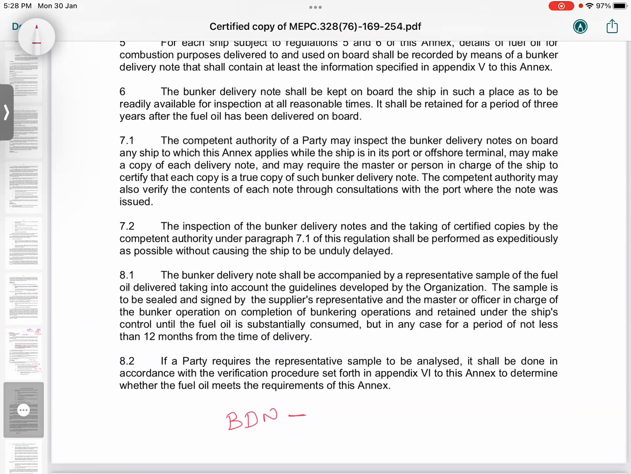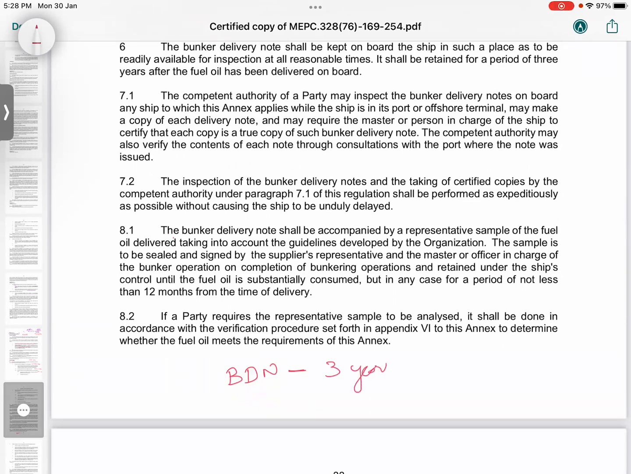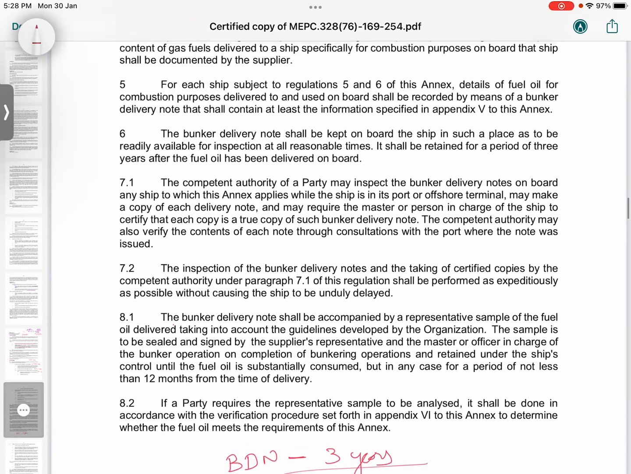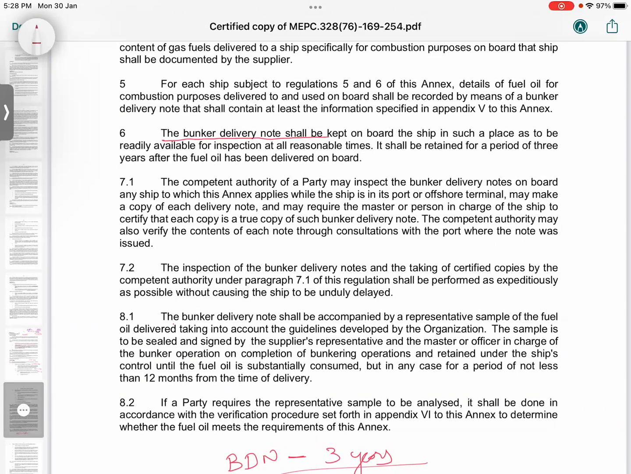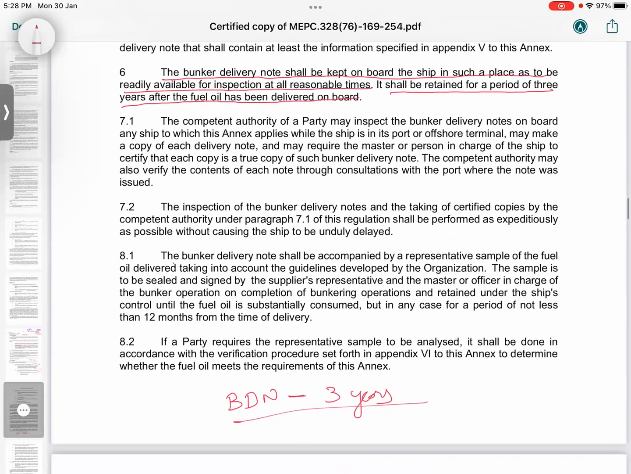Okay. Generally the BDN has to be kept for 3 years. Right. Bunker delivery note has to be kept for 3 years. I'll just show you where it's written. See, the BDN shall be kept on board the ship in such a place as to be readily available for inspection at all given times. It shall be retained for a period of 3 years after the fuel has been delivered on board. Okay. It is 3 years for the BDN.